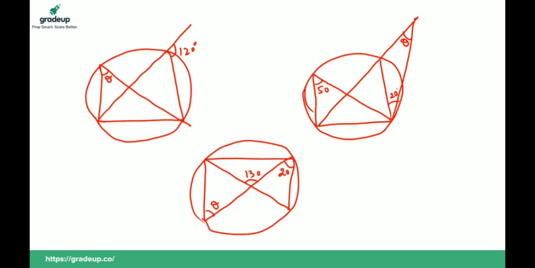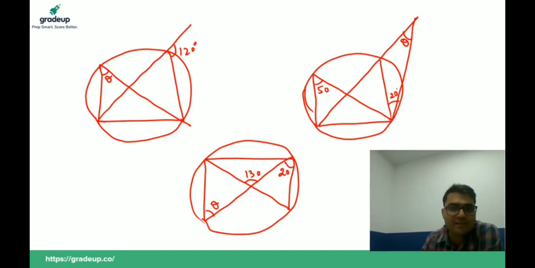Now listen carefully. If this is 120, this must be 60 degree. If this is 60, then this must be 60 degree, because angles from the same chord at the circumference must be equal. So this is 60 degree. If this is 50, then this must be 50. If this is 50, this must be 130 degree. And if this is 130, this is 20, then this must be 30 degree.